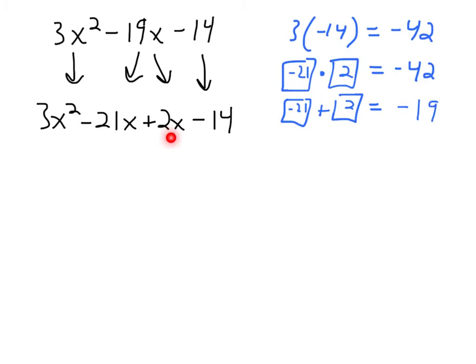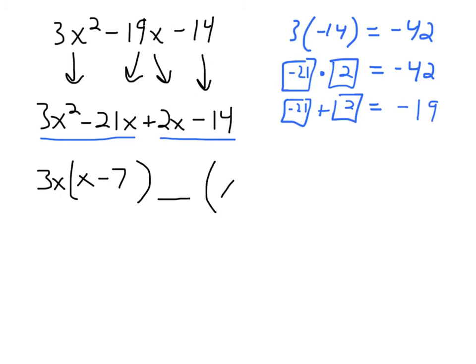Now we'll use grouping. So we'll group the first two and the last two. The GCF from the first two terms would be 3, because 3 goes into 3 and 21, and also x. And if we factor 3x out, we're left with x minus 7. We'll leave ourselves a little blank space here, and then we'll repeat that x minus 7.